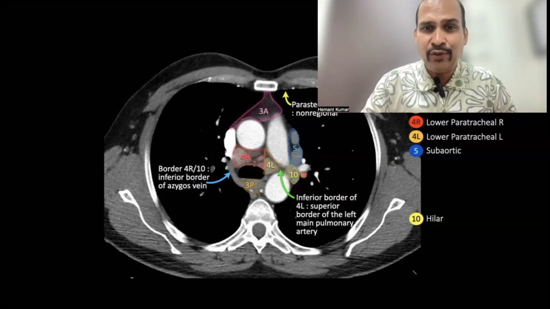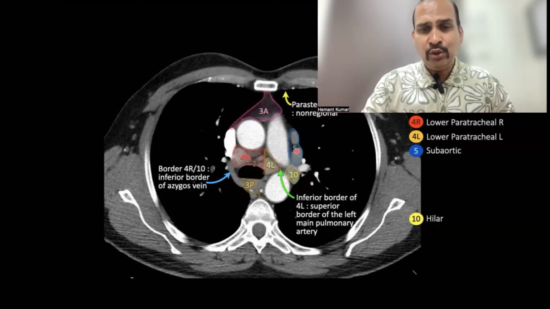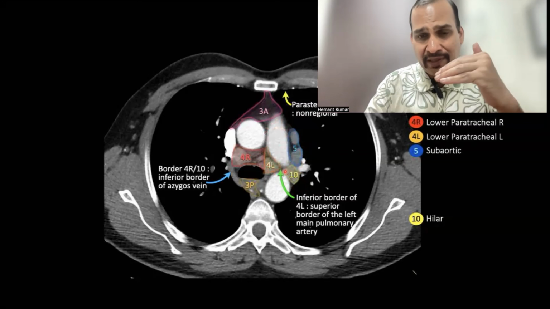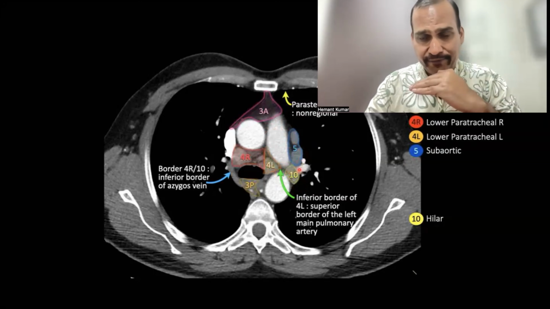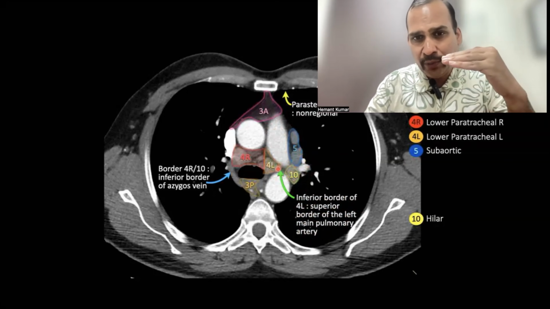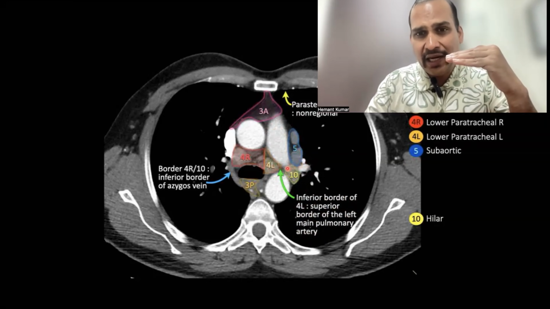This is very difficult to differentiate, but you have to learn how to differentiate between 5 and 10. The lower border of the pulmonary artery is the cutoff for station 5, and below 5 is 10. So the inferior border of 4L is the superior border of the left main pulmonary artery. You have to identify that the lower border of the pulmonary artery is station 10, the hilar lymph node.